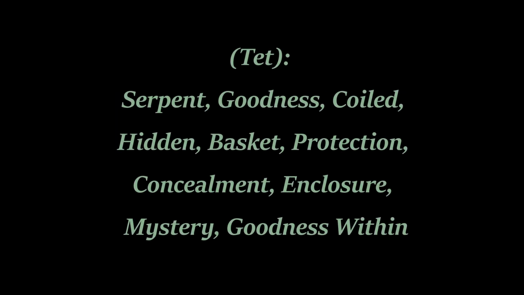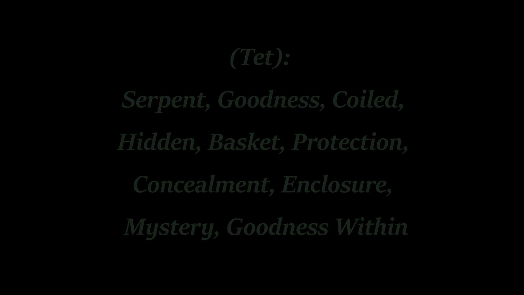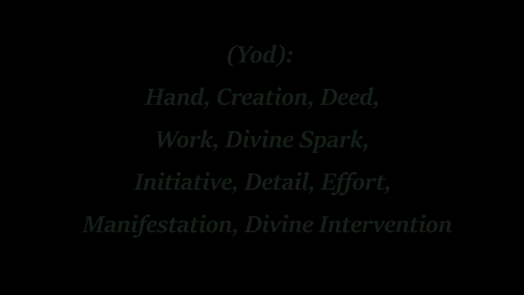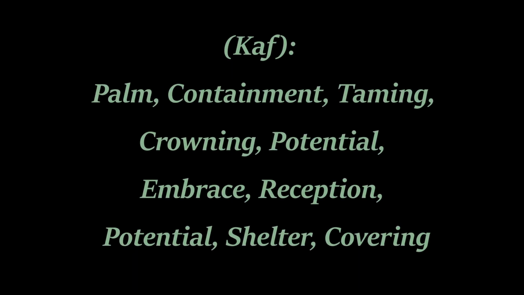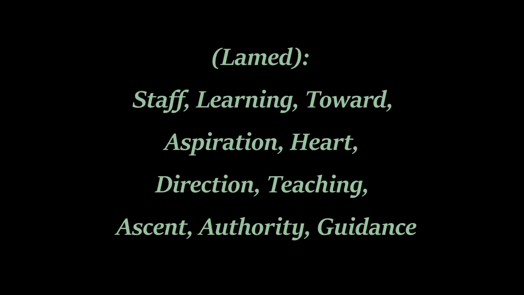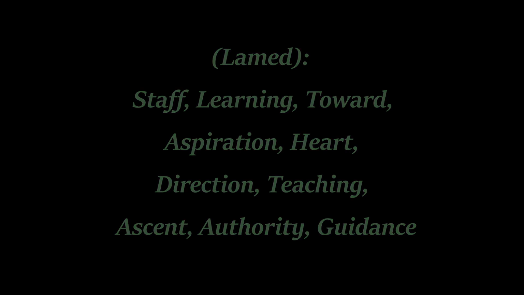Tet: serpent, goodness, coiled, hidden, basket, protection, concealment, enclosure, mystery, goodness within. Yod: hand, creation, deed, work, divine spark, initiative, detail, effort, manifestation, divine intervention. Kaf: palm, containment, taming, crowning, potential, embrace, reception, shelter, covering. Lamed: staff, learning, toward, aspiration, heart direction, teaching, assent, authority, guidance.